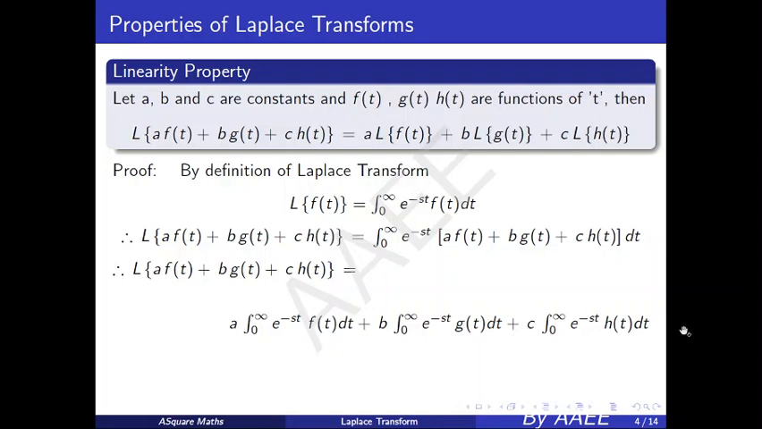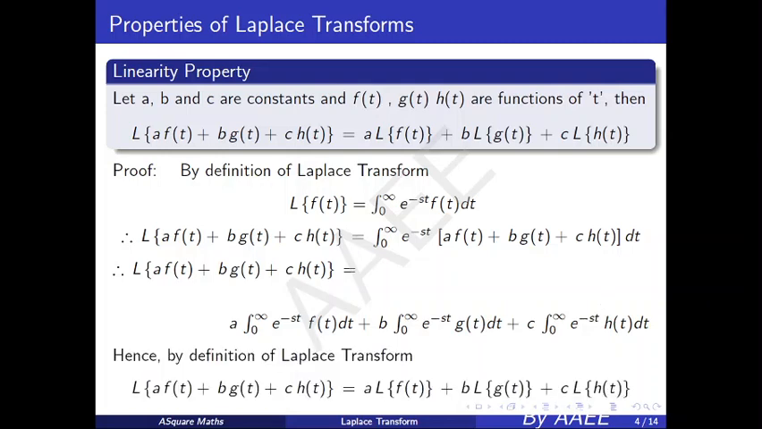And by definition of Laplace transform, this is nothing but the Laplace transform of f of t, this is nothing but the Laplace transform of g of t, this is nothing but the Laplace transform of h of t. So by definition of Laplace transform we can prove that this is a Laplace transform of f of t plus b Laplace transform of g of t plus c Laplace transform of h of t, hence the proof.